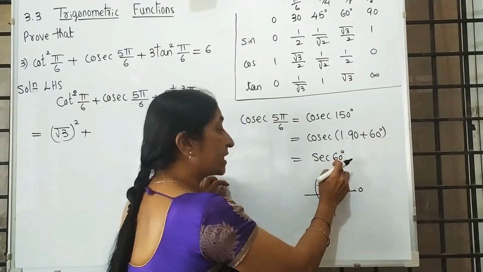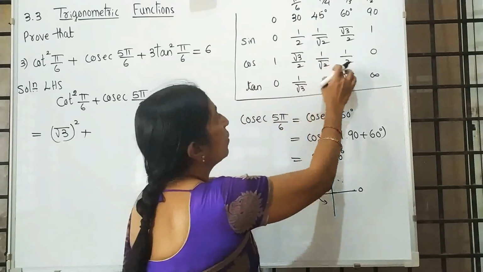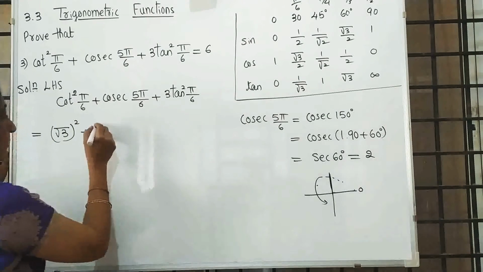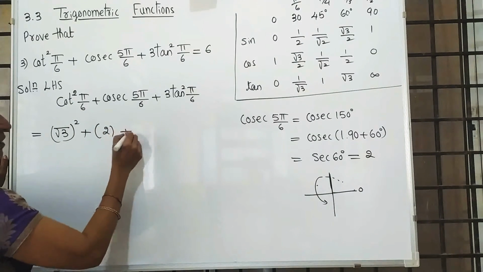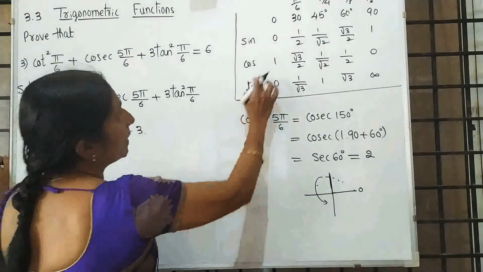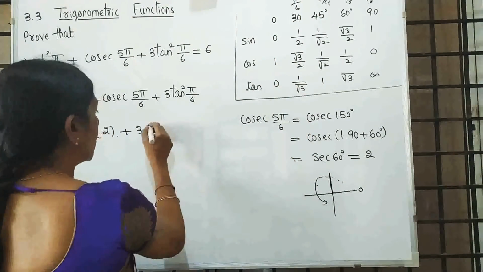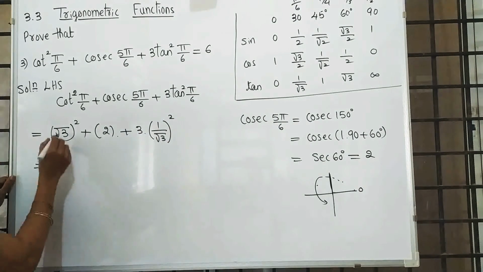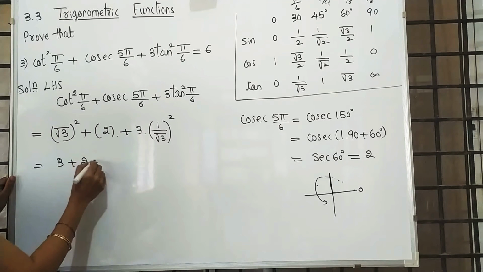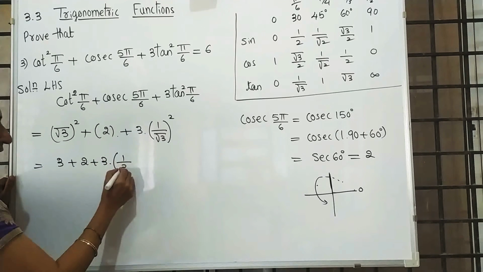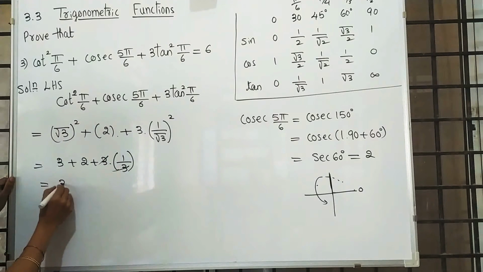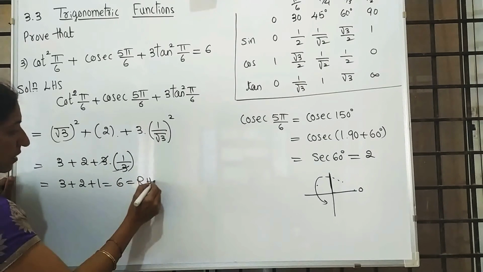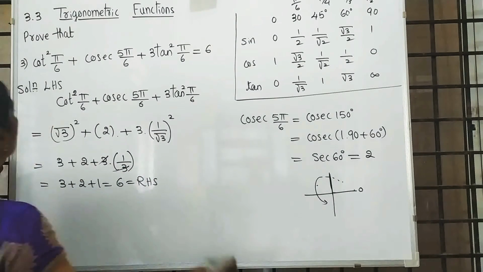To write sec 60 degree, see cos 60 degree. Cos 60 degree is 1 by 2 and we have to write its reciprocal. This is 2 plus 3 into tan pi by 6 is 1 by root 3, it's a square. So root 3 square is 3 plus 2 plus 3 into 1 by 3. This side cancels. 3 plus 2 plus 1, that is 6. That is RHS. Now I am moving to the fourth question.